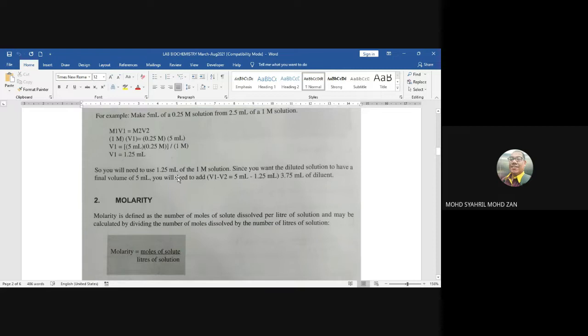Okay. So what does this mean? We need about 1.25 ml of the 1 molar solution to make the 5 ml. If you want the diluted solution to have a final volume of 5 ml, you will need to add water. When we subtract volume 1 from volume 2, you get 5 ml minus 1.25 ml. So you get about 3.75 ml of water to make 5 ml of diluted solution.